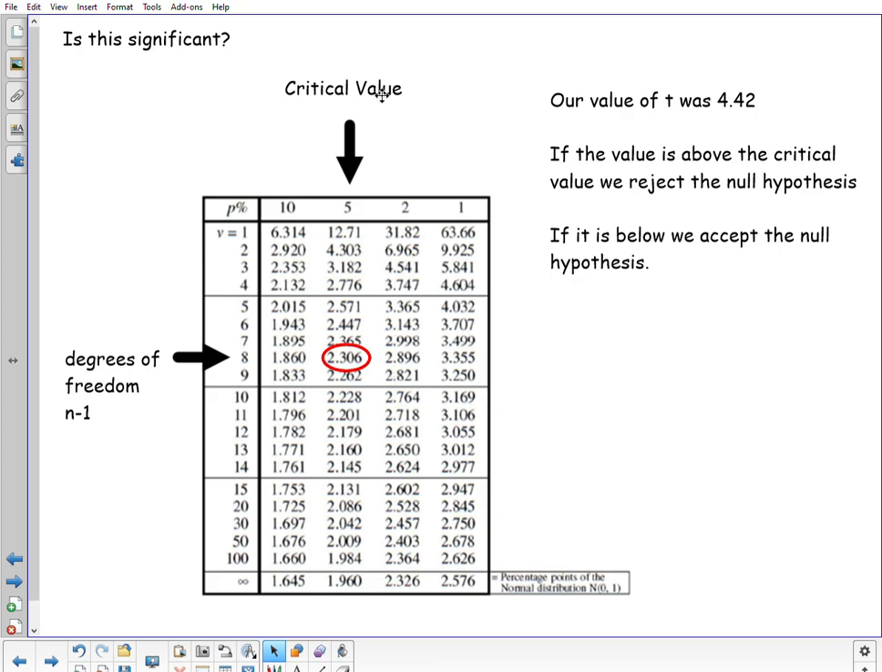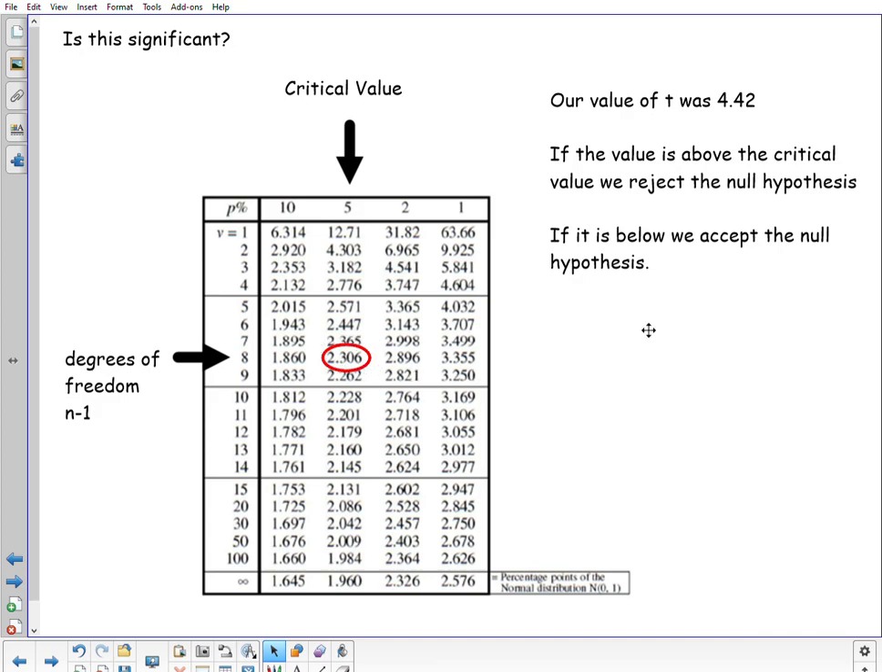So we always look up this row here, the 5% degree of confidence. We then have to look down here to find our degrees of freedom. Now, for this particular test, for a paired student t-test, our degrees of freedom is the number that we have in our group minus 1. So we have 9 sets of data, which means that we have 8 degrees of freedom. So our critical value is 2.306.